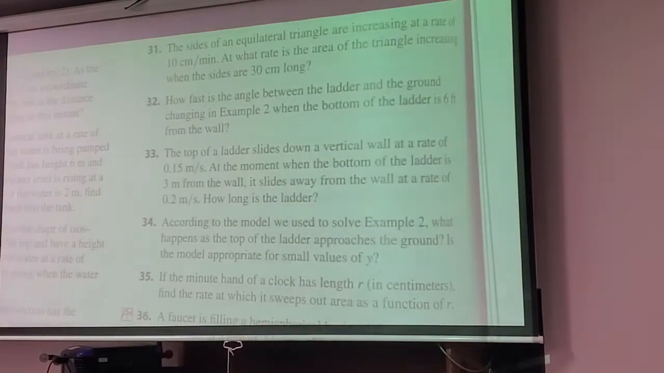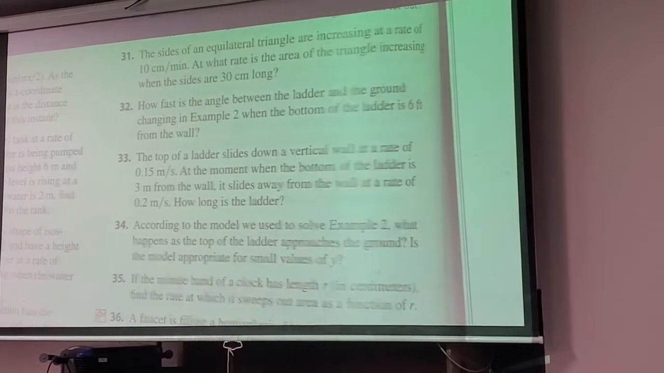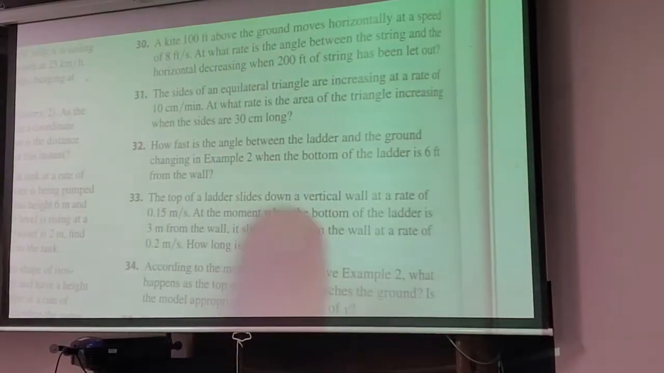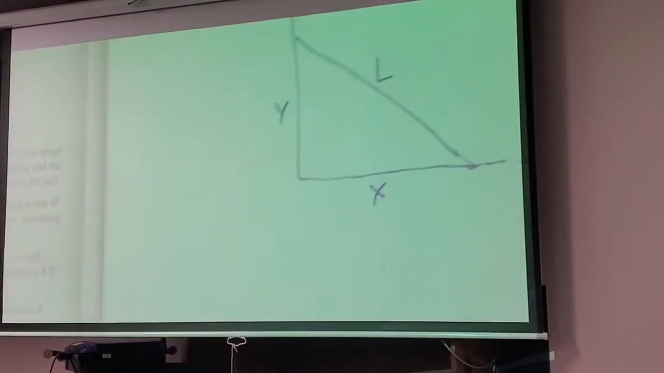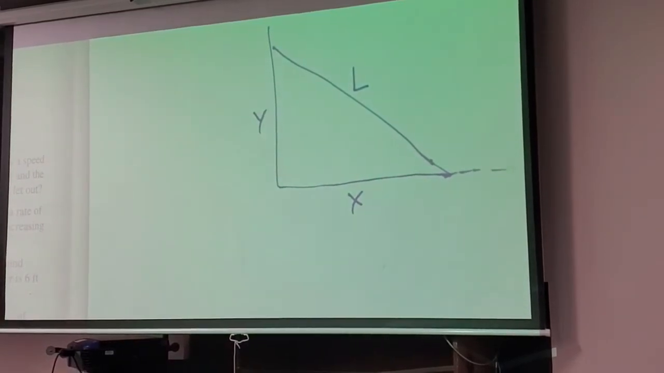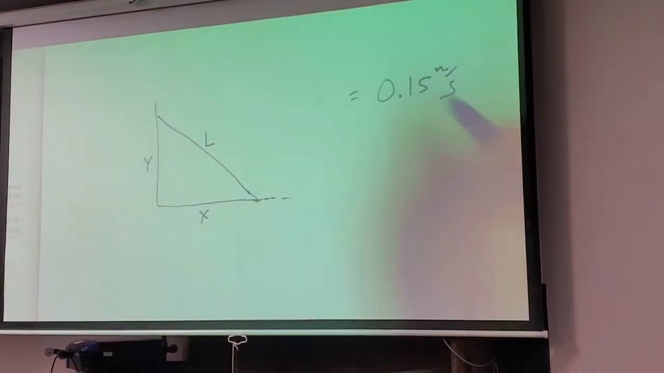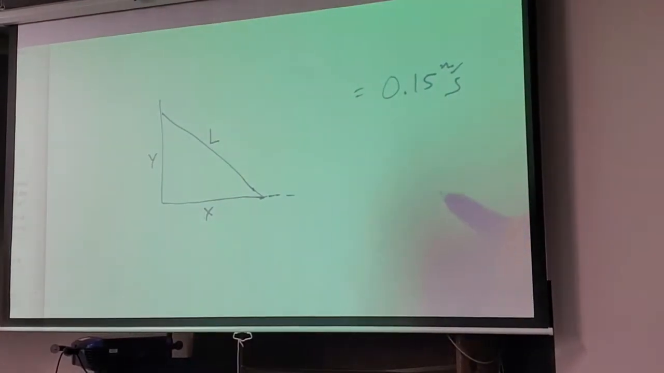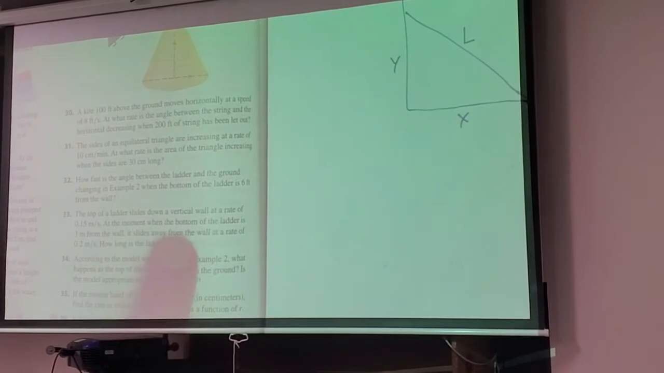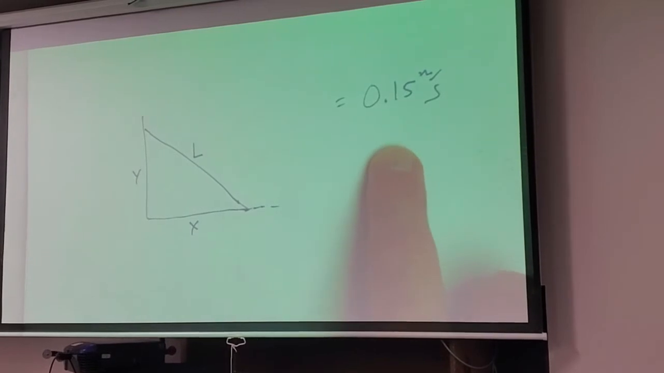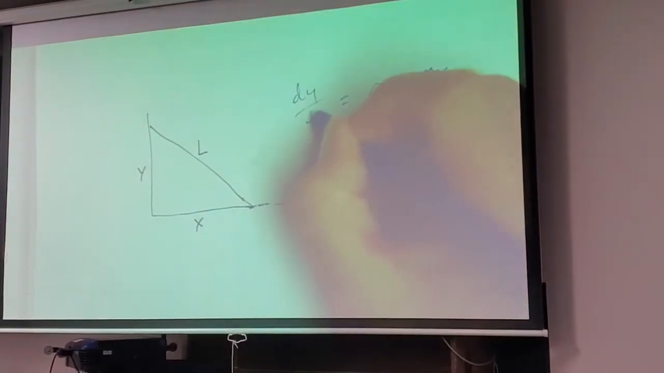So here we have this. Ooh, look at that. That's beautiful. So, what is that in symbols? I don't know what symbols you guys chose. There's the variables that I chose. The top of the ladder slides down at a rate of 0.15. So obviously, what's 0.15? Say again? Sorry? 0.15, what is that in symbols? The top of the ladder slides down a vertical wall at a rate of that. So what's 0.15? dy/dt. Right, per time.